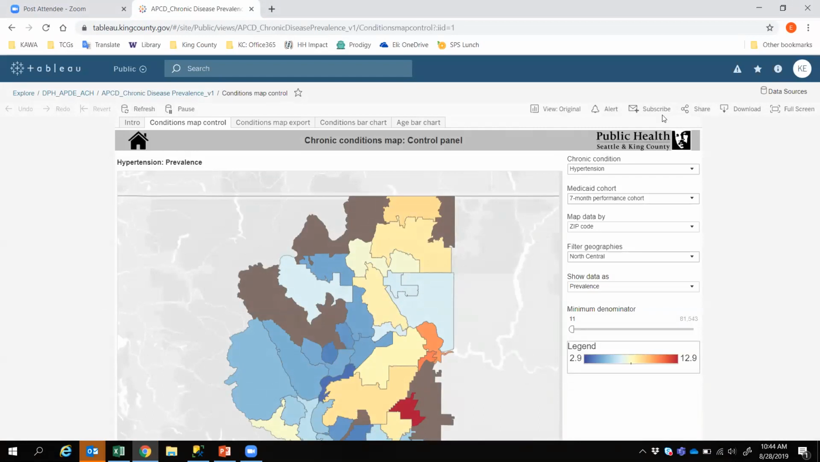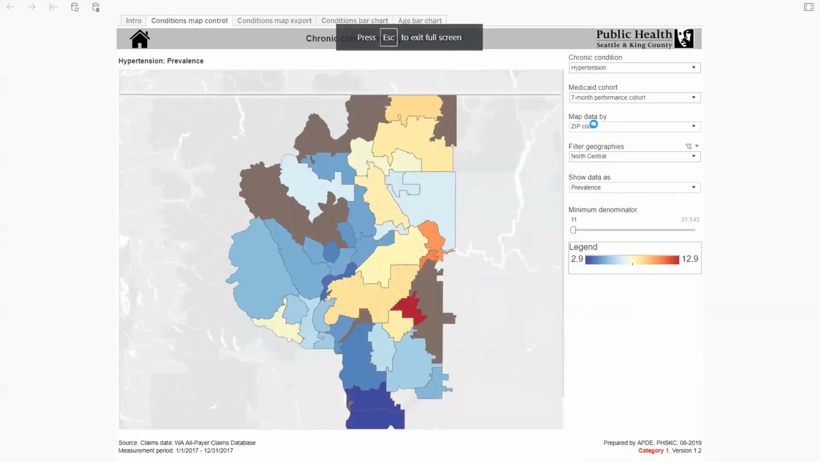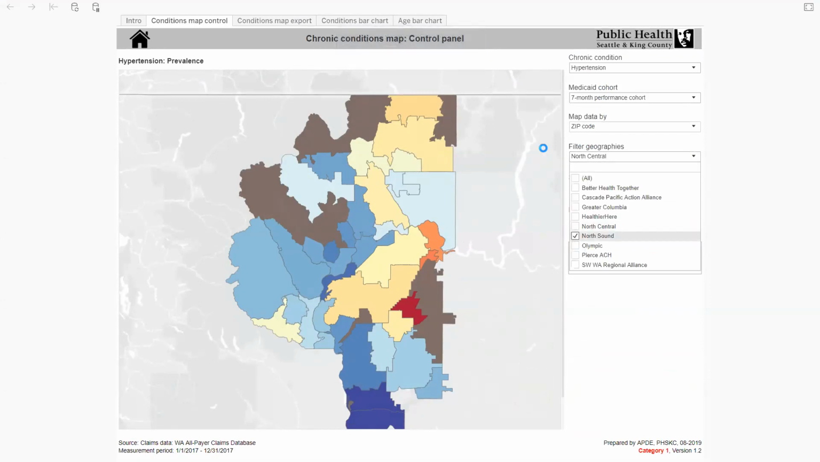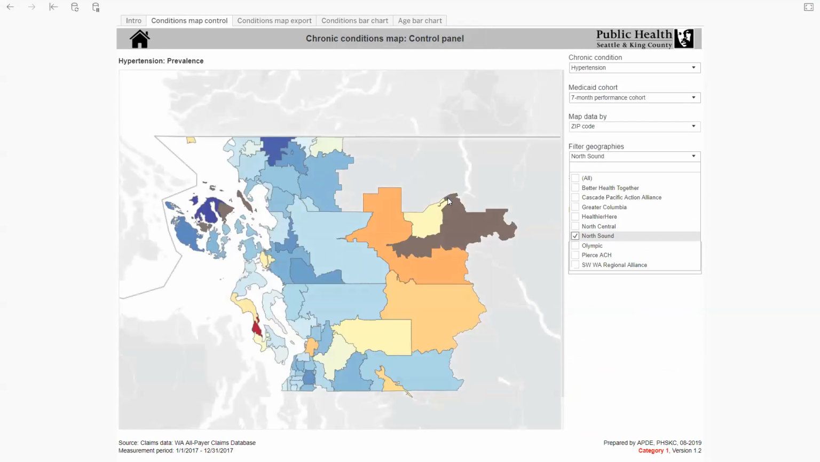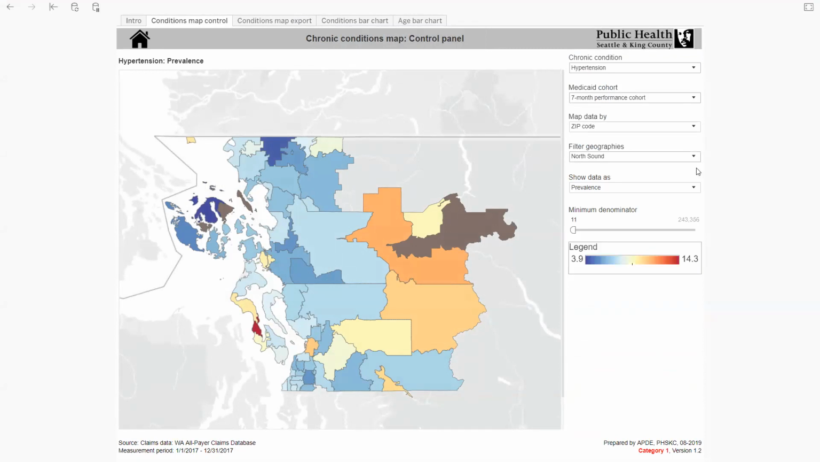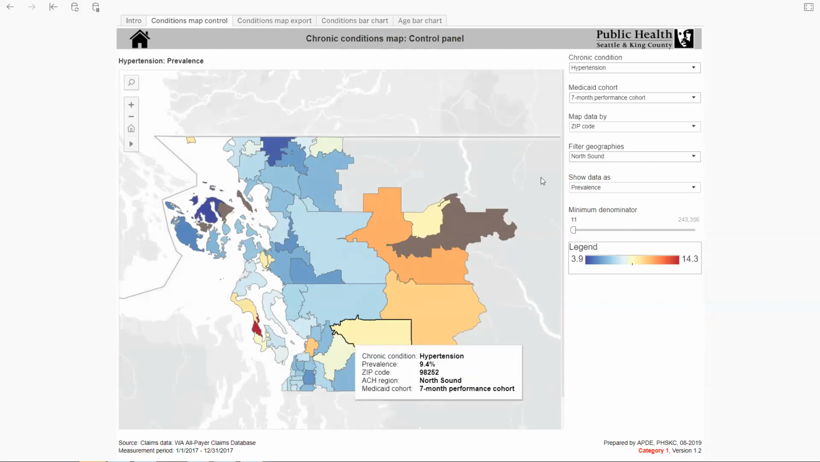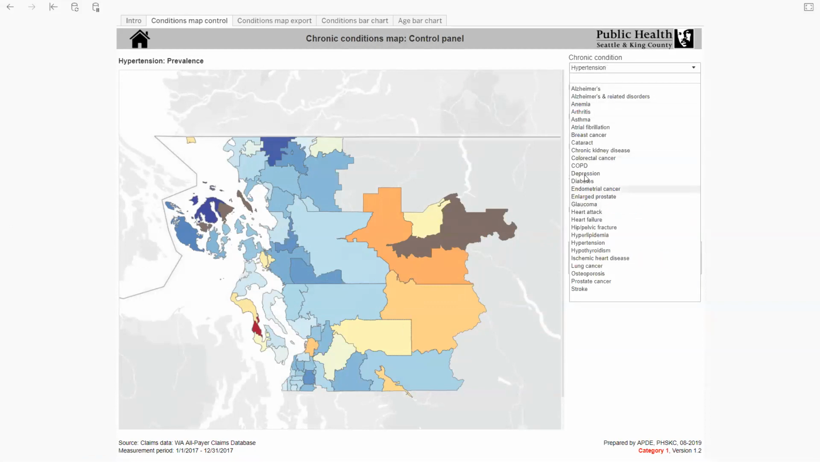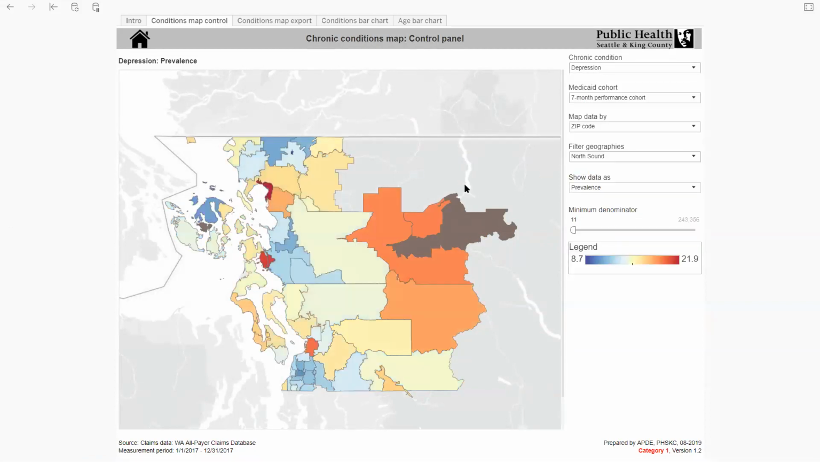All right. Not hearing any other questions. Let's look at depression. So I'm going to filter, and this is publicly available. We made this from North Central, but as I mentioned, all the regions are included. So I'm choosing North Sound. I'm on this 7-month cohort. So that's the cohort where we exclude members of 5 months or more of Medicare or commercial coverage, and I'm going to select depression. Let's see if we see what we saw before.